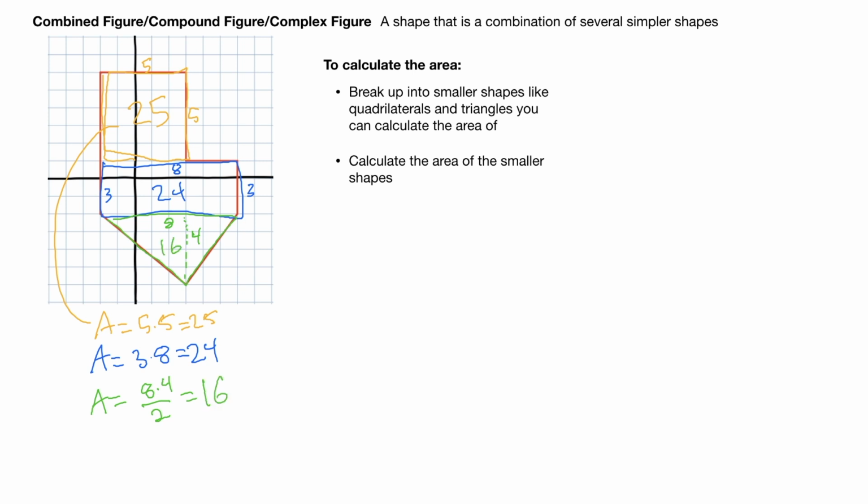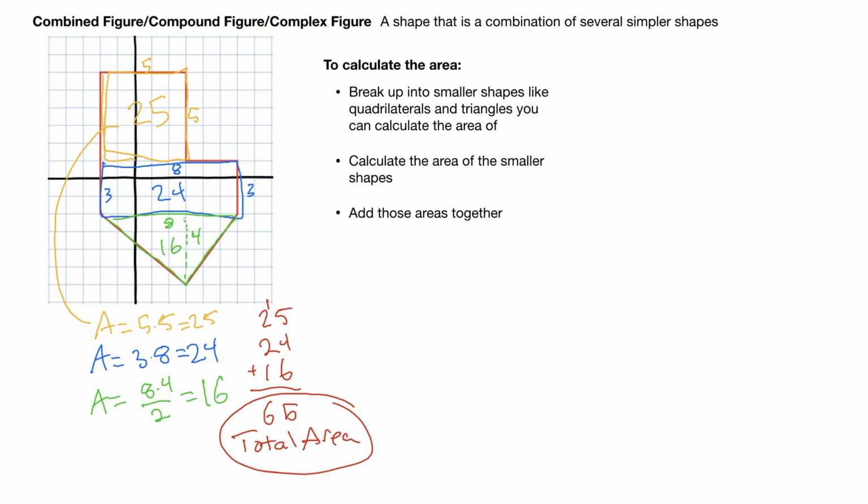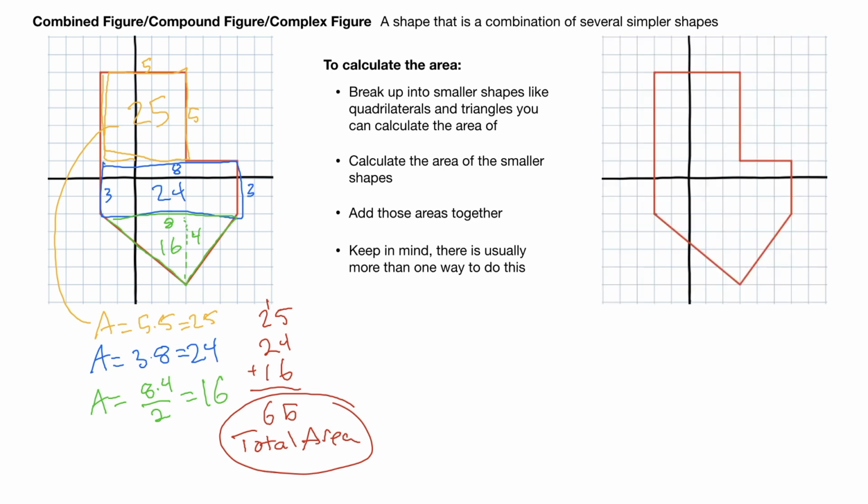So once we've done that, the next thing we're going to do is just add those different areas together. So we would just have 25, 24, and 16. We would add those all together, and we would get 65 for our total area. Okay, 65. And now keep in mind, usually when you're doing this, there's more than one way. There's not just one right answer.